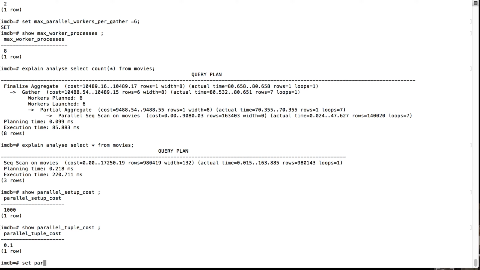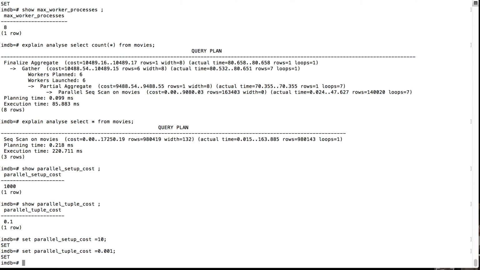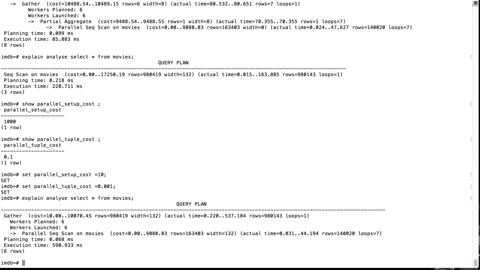We can lower their values to force parallelism. So right now we are going to force parallelism for our query. So we'll lower it to something like 10. For parallel_tuple_cost also we are going to do the same. Let's say 0.001. Okay, now let's see if parallelism gets selected for our query. Yes, it did. 6 workers in action. Mission accomplished.